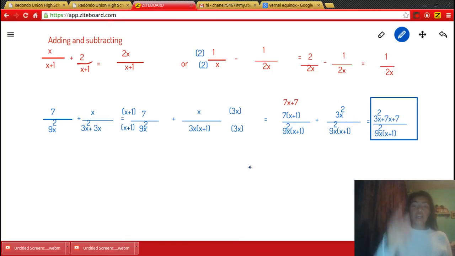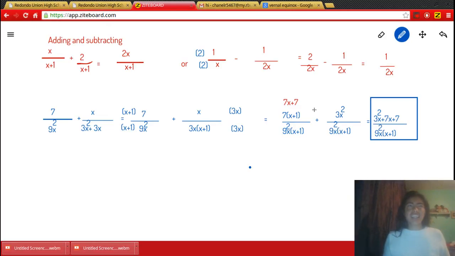Now, for 7 parentheses x plus 1, you have to FOIL. So once you FOIL it, you get 7x plus 7. It's on the top right there. And then you add them together. Since they're not like terms, you can only leave them in their form, which is 3x squared plus 7x plus 7. You want to make sure it's in that form because the highest exponent comes first and then it goes down the number line.